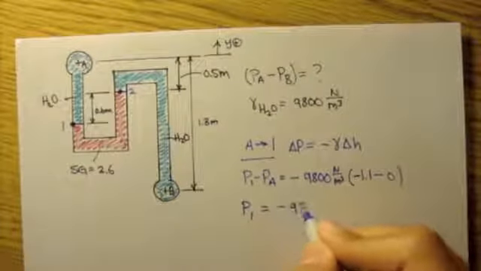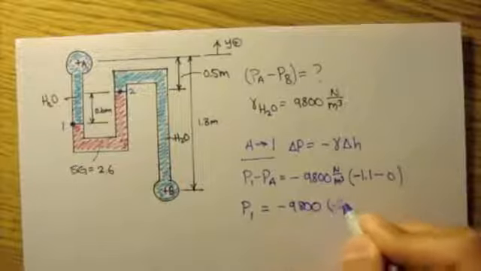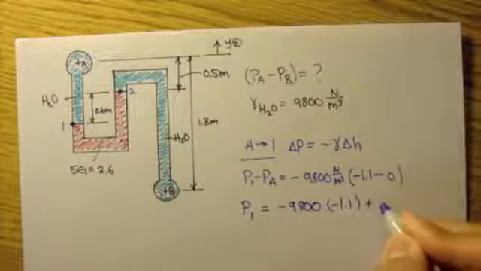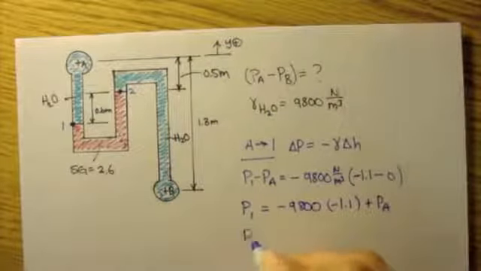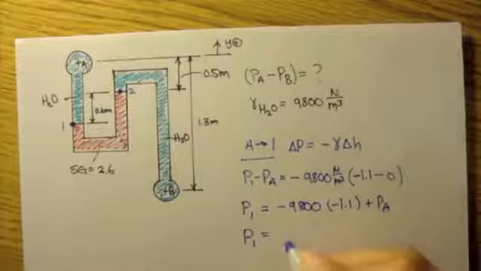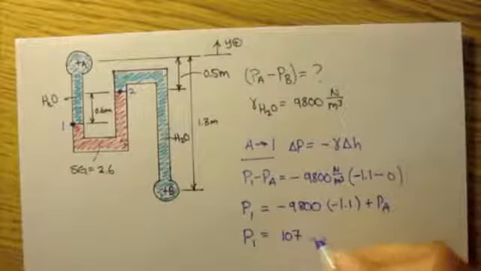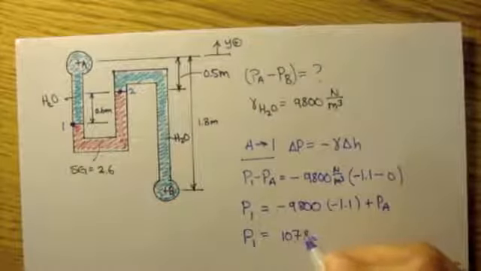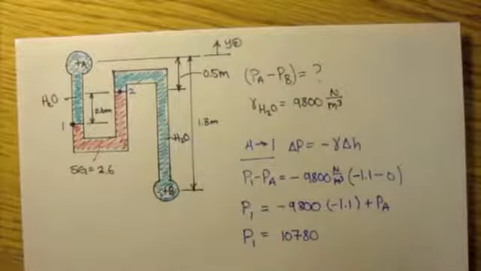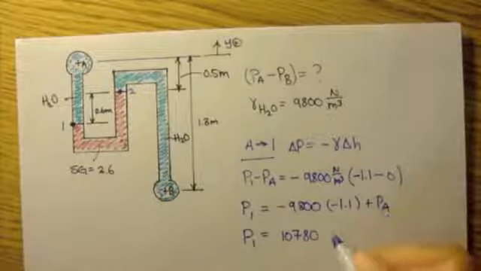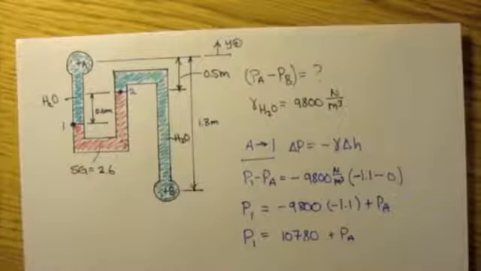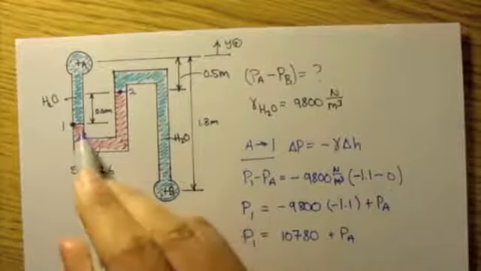We get negative 9,800 times negative 1.1 plus PA. So our pressure at 1 is equal to 10,780. Well, there's a car outside honking. Plus the pressure at A. So that's the pressure here.